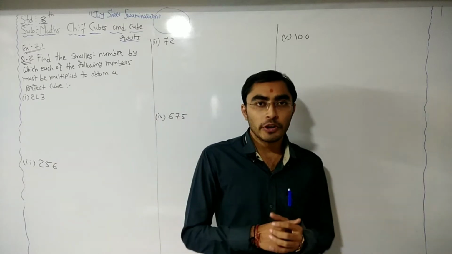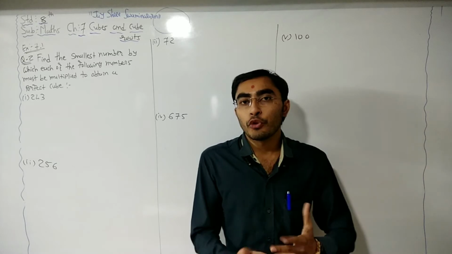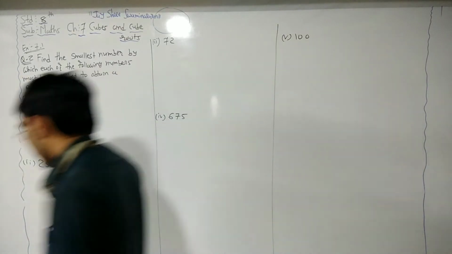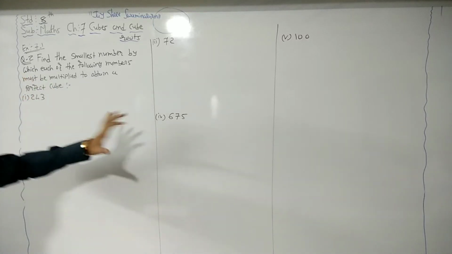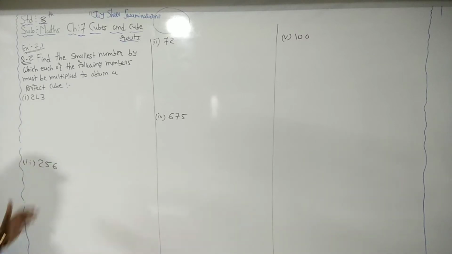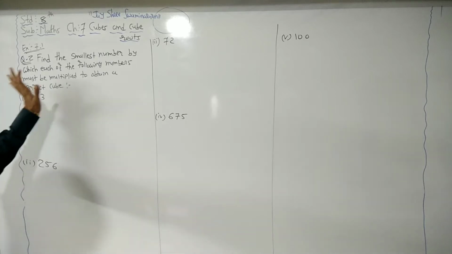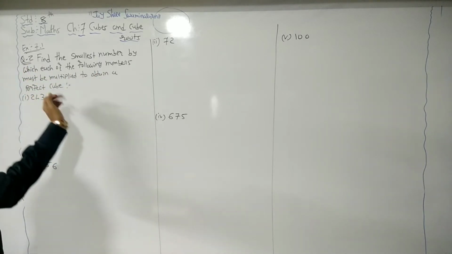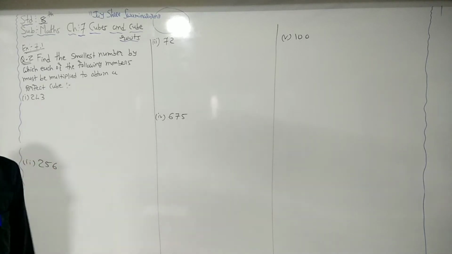Now let's move forward. Exercise 7.1, question number 2. So first of all, read this question. Find the smallest number by which each of the following numbers must be multiplied to obtain a perfect cube.